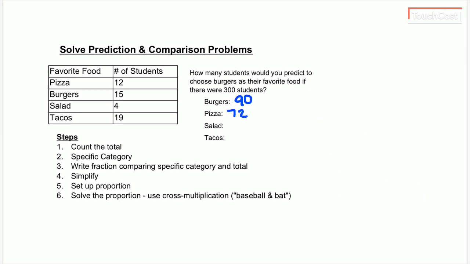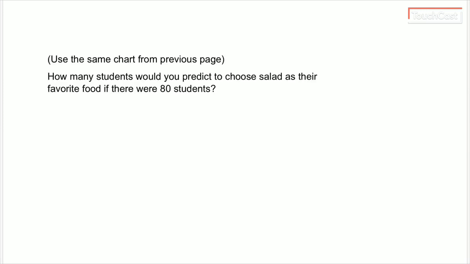Using that information, I want you to tell me how many students you would predict would choose salad, as well as how many you would predict to choose tacos. And I also want you to answer this question using the same chart. How many students would you predict to choose salad as their favorite food if there were only 80 students? Bring those answers along with any questions that you may have with you to class tomorrow.